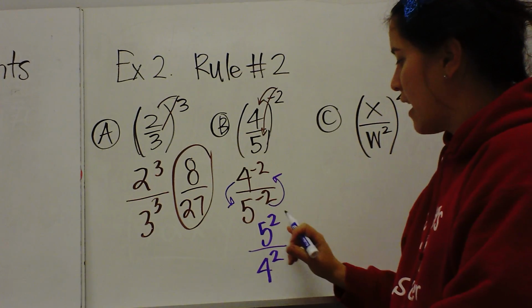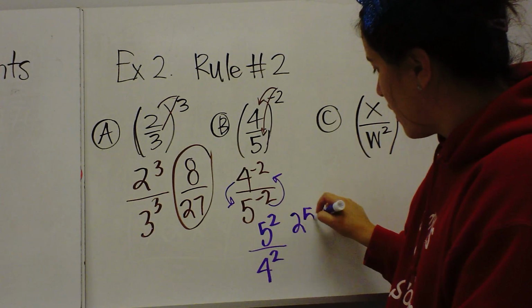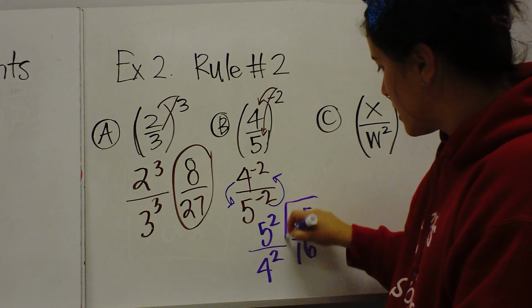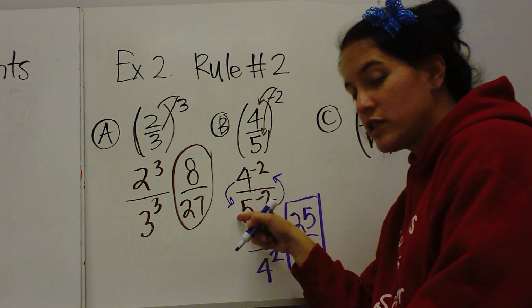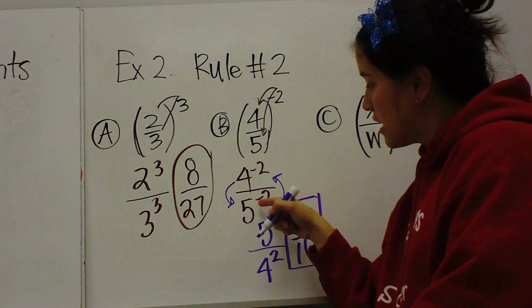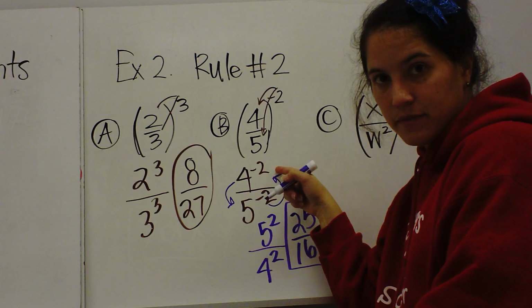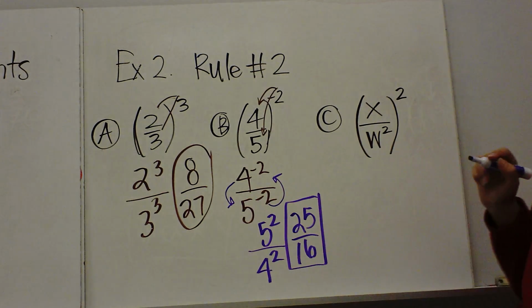Then we can simplify it out. 5 squared is 25 over 16. So again, this was a negative, so I had to move it to the bottom. And this was a negative, so I had to move it to the top. Let's do one more together.